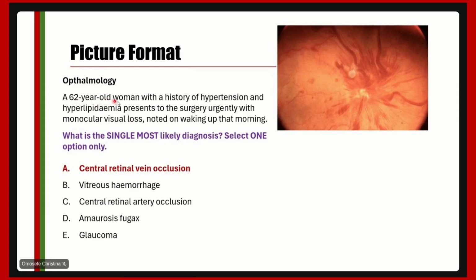So the question says, a 62-year-old woman with a history of hypertension, again, age, risk factor, and hyperlipidemia, risk factor, presents to the surgery urgently. That means this is sudden. She's stressed. It's not something that's been going on gradually for a long time. With monocular visual loss, that means one eye. Whether it's left or right is not important. That's a distractor. But with monocular visual loss in one eye, they're asking you to interpret. Noted on waking up this morning. So she woke up with it. There is no time. What's your most likely diagnosis? And the answer is retinal vein occlusion.